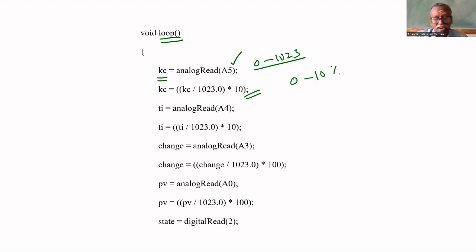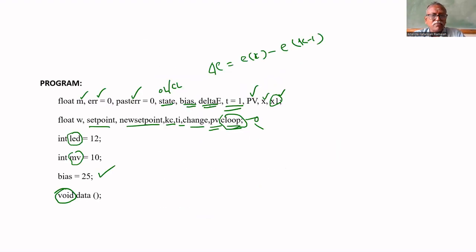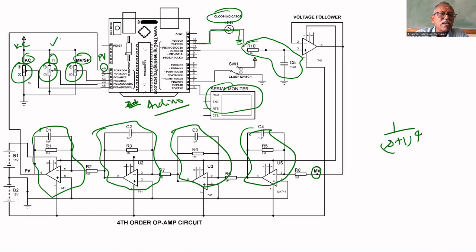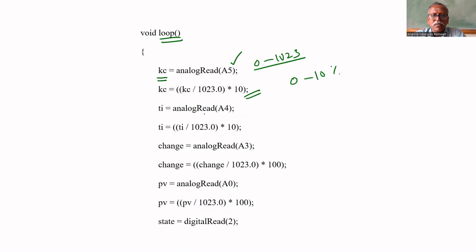Ti equal to analogRead of another pin, A4. Here we are reading Ti, which is connected to A4. Again, you will get a number from 0 to 1023. That has to be converted to a 0 to 10 scale as well, so divided by 1023 multiplied by 10, you will get Ti.